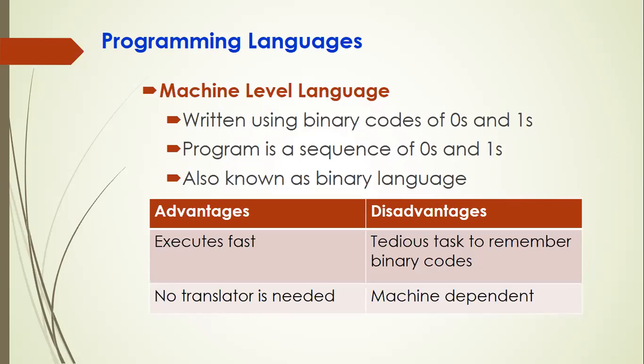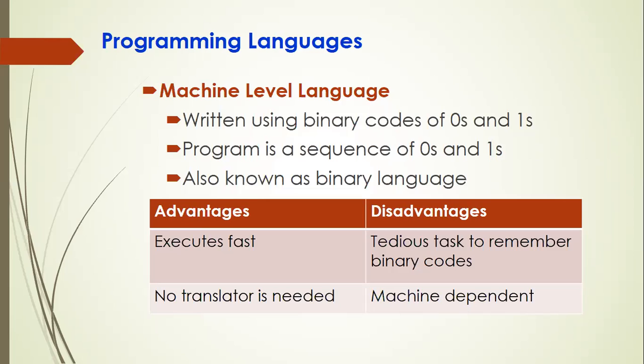That means a computer can understand only the two symbols 0 and 1. It can understand only binary codes. In that case, all the instructions or all the lines in the program must be written using only these two symbols 0 and 1. Such a program which is written using the two codes 0 and 1, which are also called binary code, we call a machine language program, and the language, the 0 and 1 language, we call machine language.